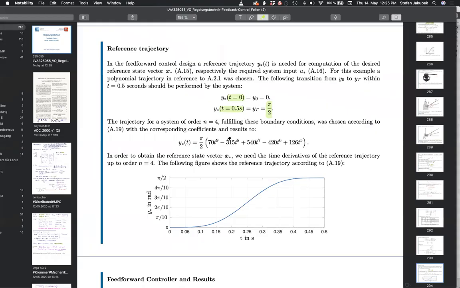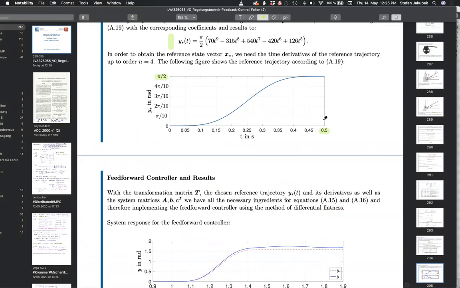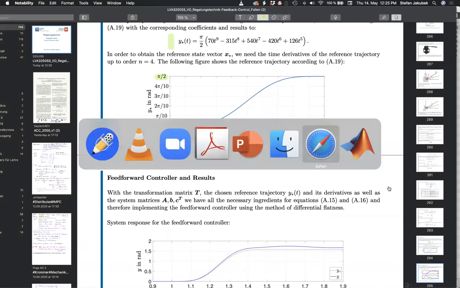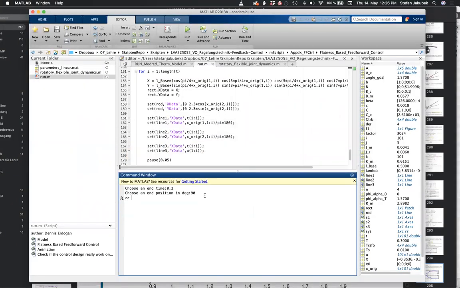So 0.5 seconds, and this leaves you with this kind of trajectory, which you can see here. So you can see it takes 0.5 seconds to reach this value, and obviously carrying out the time derivatives, you need all the derivatives up to the fourth one, and this is pretty easy to be done, obviously. Okay. So let me show you first some MATLAB simulations, and this is the stuff that is also going to be provided to you. So one of our assistants made this very nice.